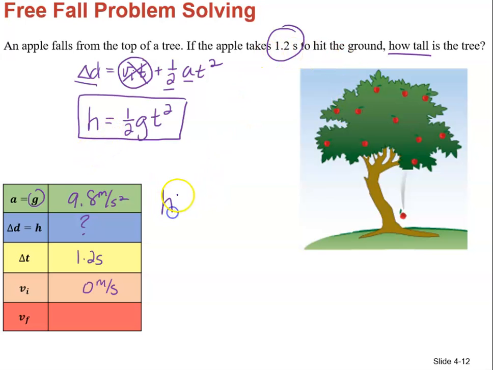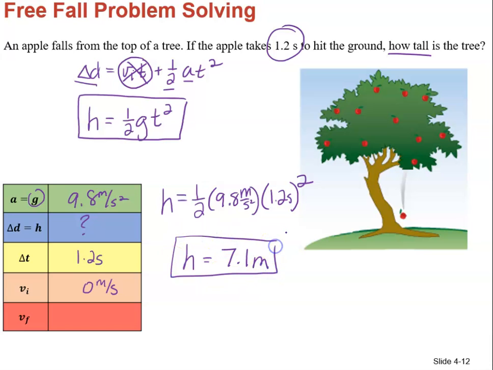So in this case, we have height is equal to 1/2, 9.8 meters per second squared, times our time of 1.2 seconds, and we're going to square that. Now we're going to do this in the calculator. It's easiest to take the 1/2 and make it a 0.5 times 9.8 times 1.2 squared, and that is a height of 7.1 meters. So that would be the height of the apple before it fell.